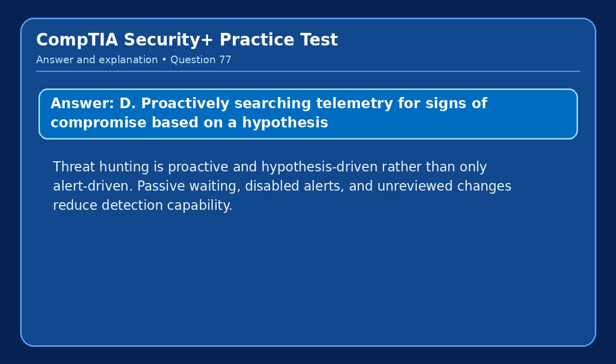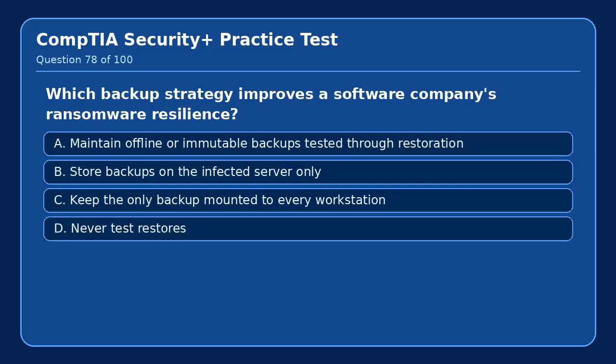Question 81. Why would a regional clinic place multiple web servers behind a load balancer? A. To distribute traffic and improve service availability. B. To remove the need for patching. C. To make passwords optional. D. To store encryption keys and cookies. Take a moment to choose your answer.